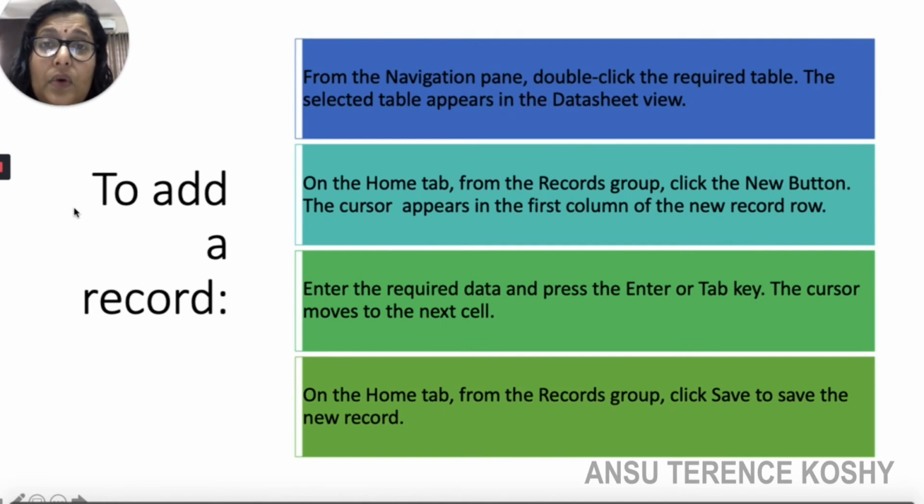On the Home tab, from the Records group, click Save to save the new record. Then you have to go to the Home tab, and in the Records group you have to click on the Save button to save the new record.